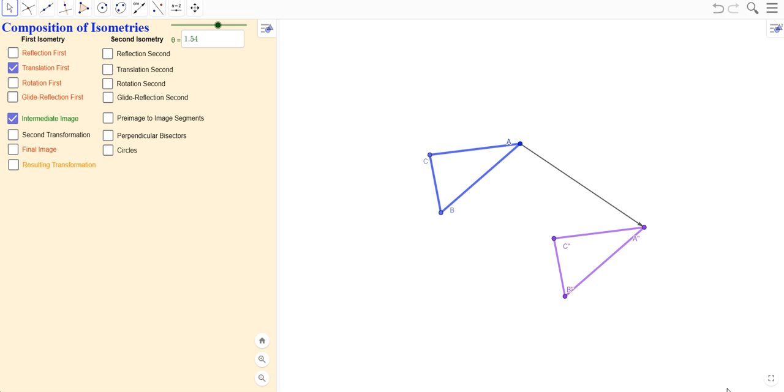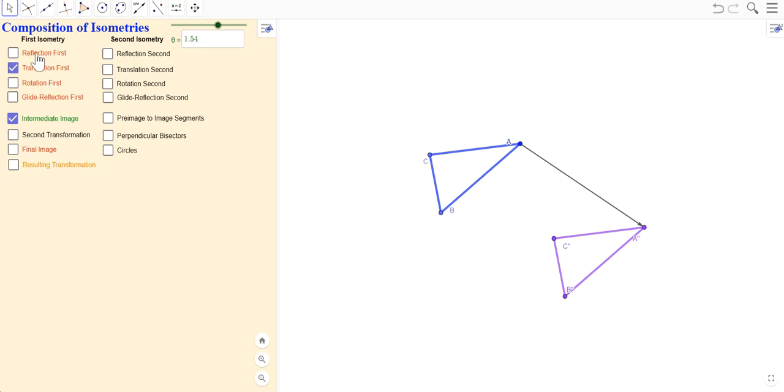This is Jack Jackson. We're going to continue our examination of what happens when we compose two isometries. We're going to get another isometry. Isometries are either reflection, translation, rotation, or glide reflection, or the identity transformation, but composing the identity transformation with something just doesn't change it. So we have 16 combinations of choosing the first isometry and then the second one.